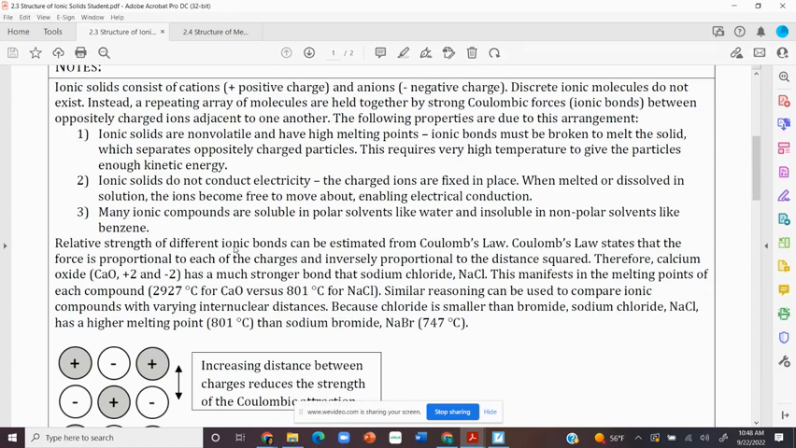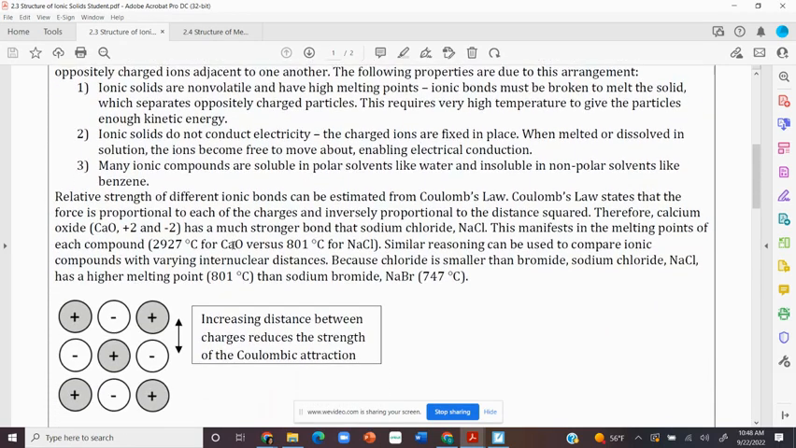So discrete ionic molecules do not exist. Instead, it's a repeating array of molecules that are held together by Coulombic forces between the oppositely charged ions. So oftentimes this is called a crystalline or a lattice structure. A lattice structure, right? Kind of like my initials, yeah.